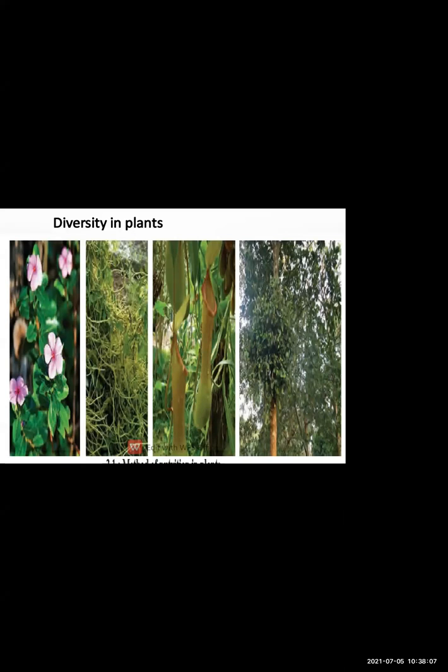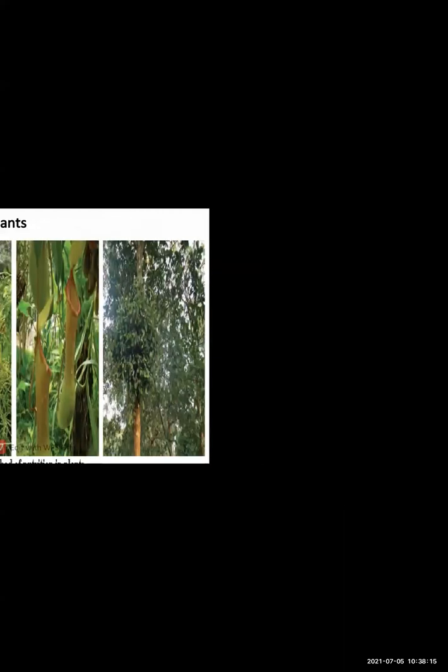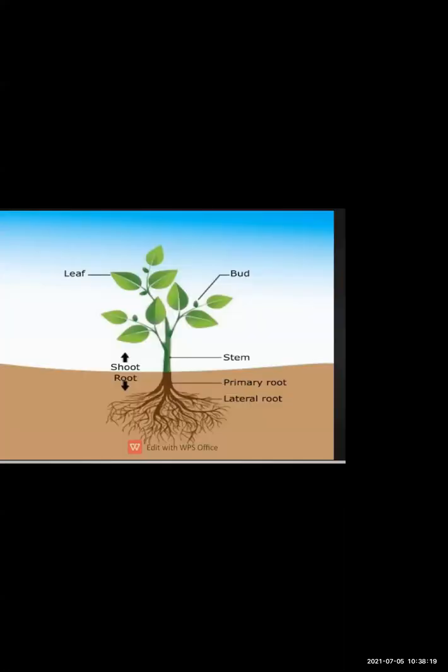Depending upon nutrition in the plant, we have studied three types: autotrophic nutrition, heterotrophic nutrition, and insectivorous nutrition. Now we are going to study the structure of a plant. What does the plant have? The plant is mainly divided into parts such as roots, stem, leaves, buds, flowers, and fruits.